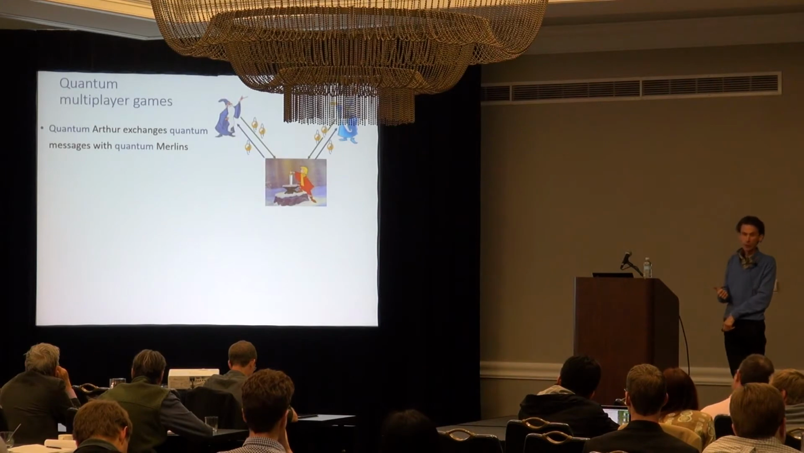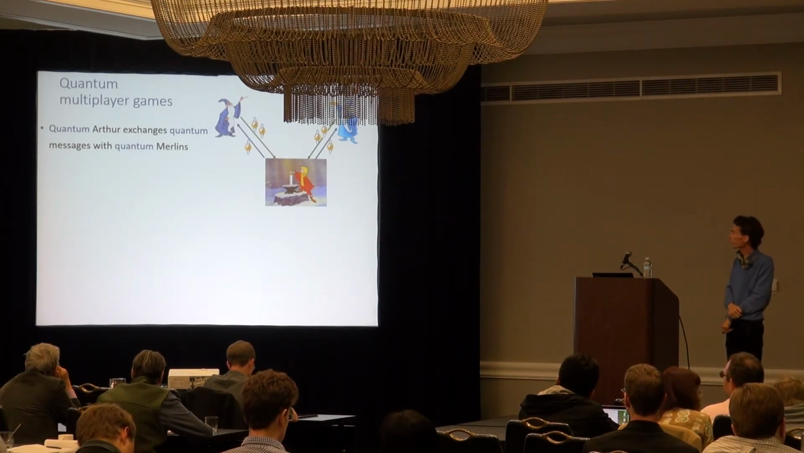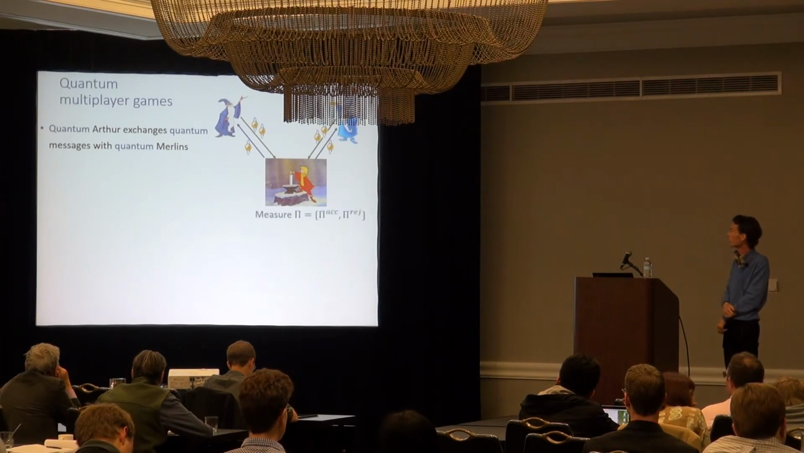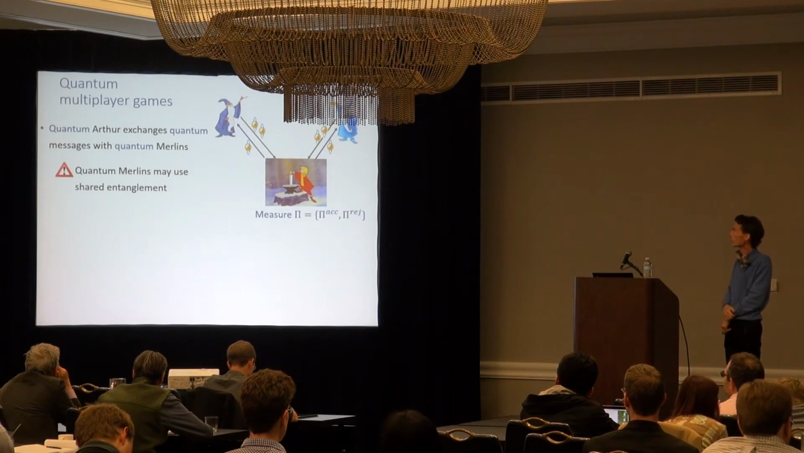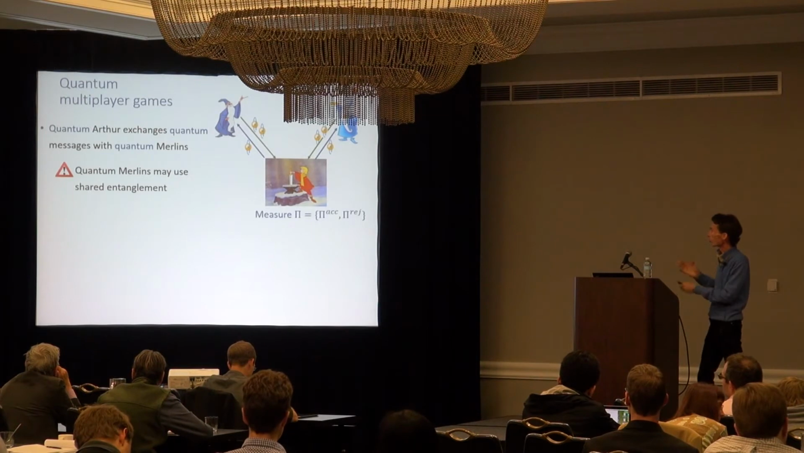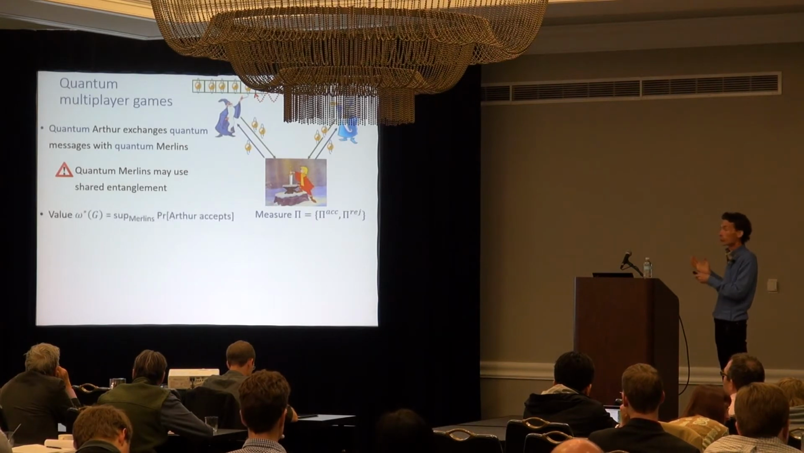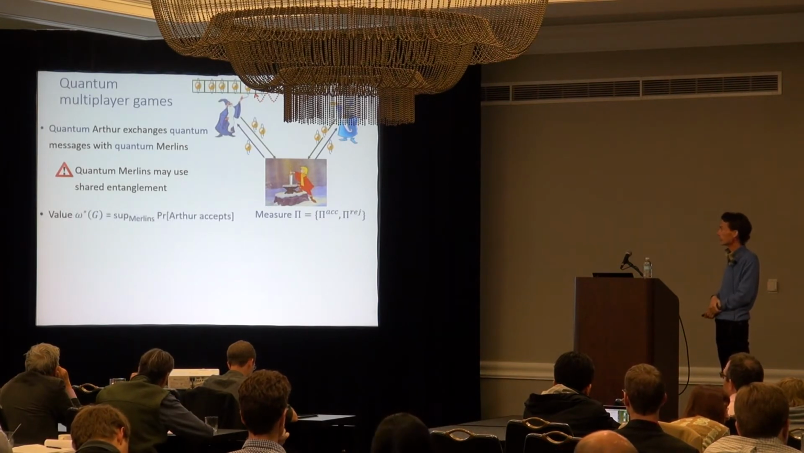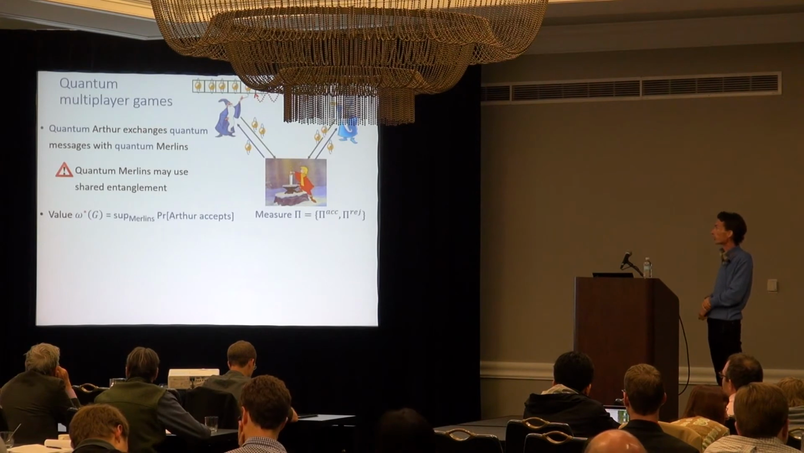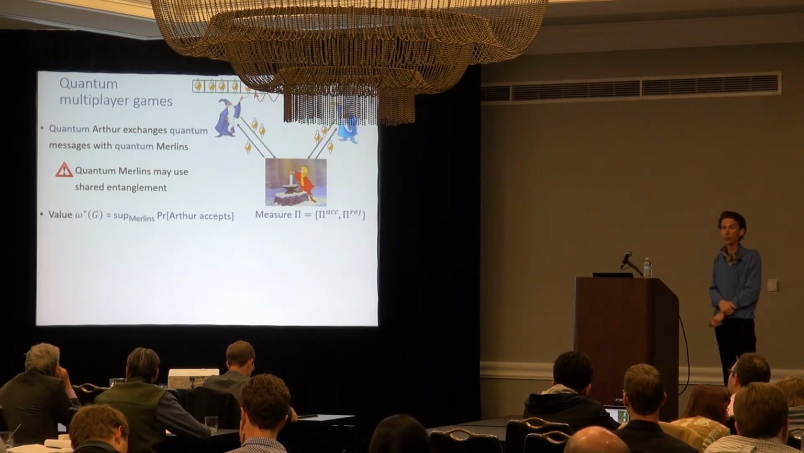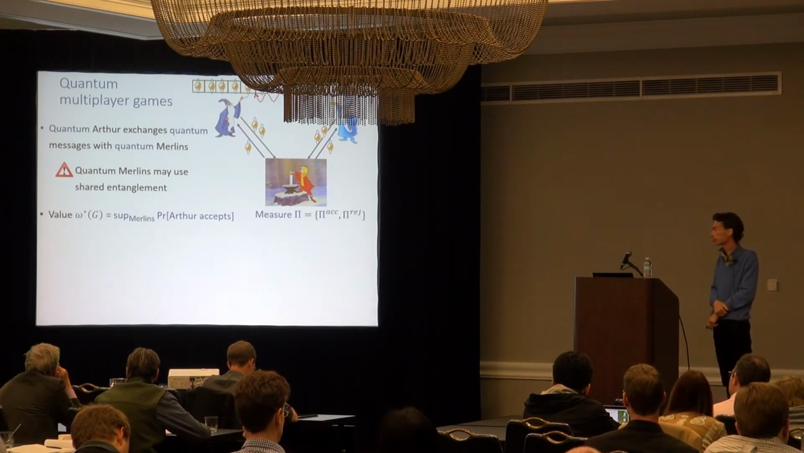So that's the first modification that I make to my games: quantum communication instead of classical communication. And there's a second important modification that we're going to make. Now that everyone is quantum, it makes sense to have quantum entanglement. And so the quantum Merlins may also be sharing entanglement in this game. And so now, given a description of the game, I'm interested in the maximum success probability that quantum Merlins, possibly sharing quantum entanglement, can have in the game.